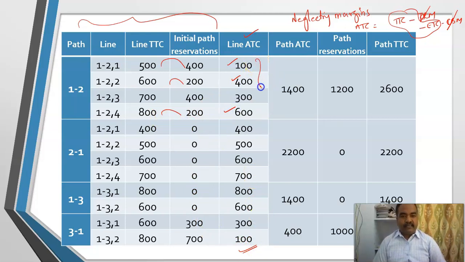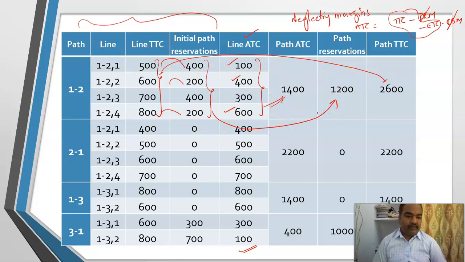So if I want path ATC, I should add these two. And if I want path TTC, I should add these two. This is your path TTC. This is your path ATC. And path reservation, this is your path reservation. Just summing up of all these things in a particular path. So this is the way how we will use path ATCs, path reservations, and path TTCs.